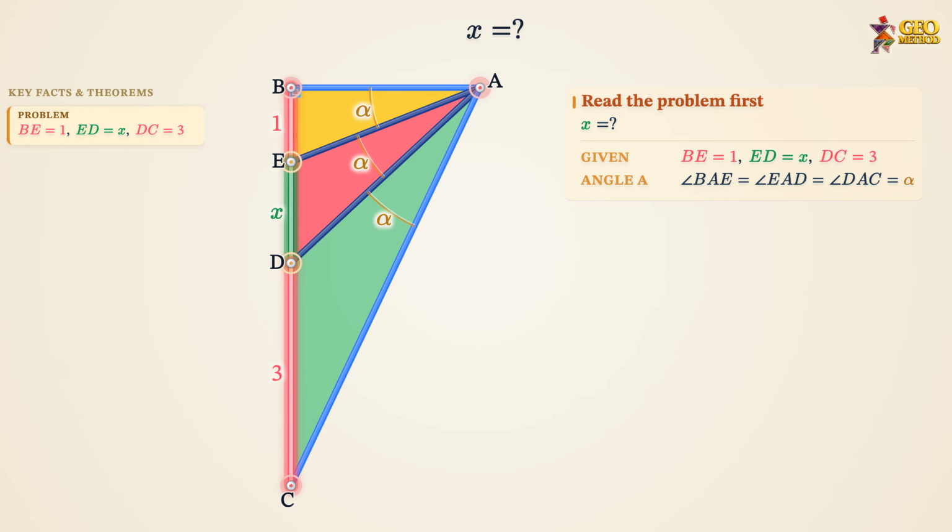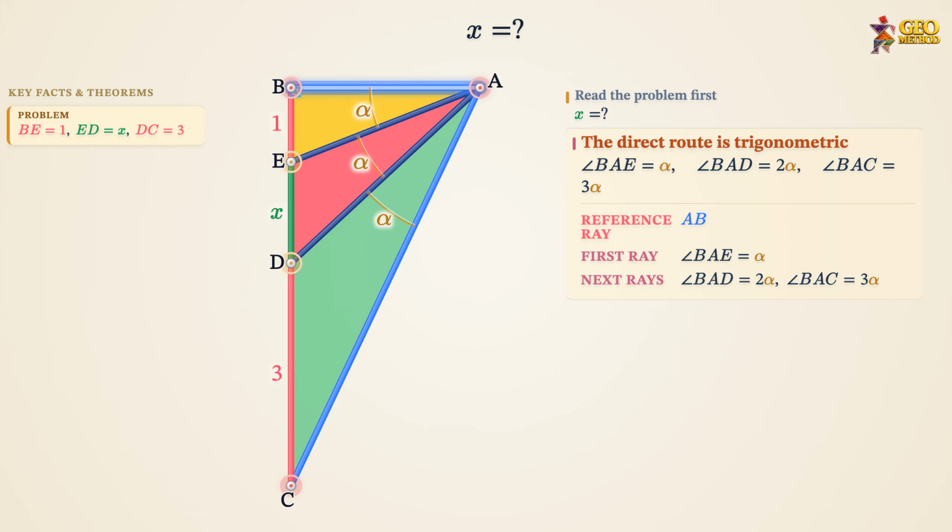Welcome back. First, look only at the original figure, a right triangle ABC with rays AE and AD splitting angle A into three equal alpha angles. On the base, segment BE is 1, segment ED is x, and segment DC is 3. We want x.